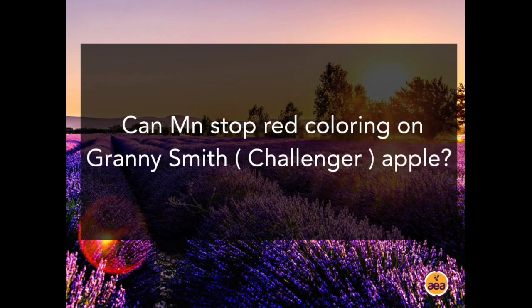Question: can manganese stop red coloring on Granny Smith apples? The answer is yes, it can. If you apply excessive manganese, again, this goes back to the point about testing, then the manganese excess will limit potassium movement and therefore sugar movement into the fruit and will slow down coloring. So it's actually the fact that the high levels of manganese are limiting potassium flow, and you can reduce color on Granny Smith or on any other apple variety for that matter, or for any other fruit. You can limit coloring.